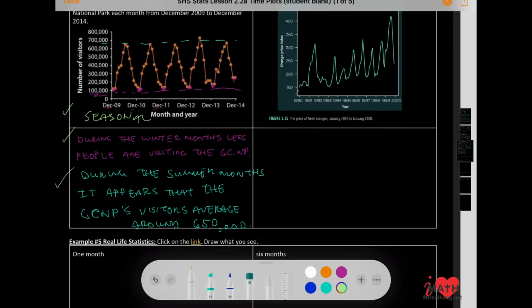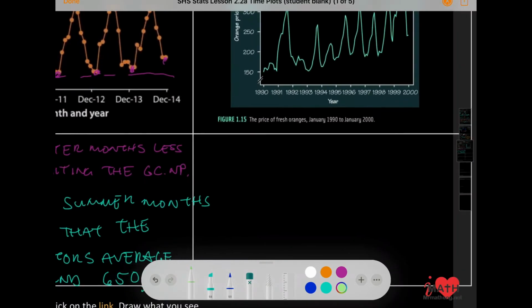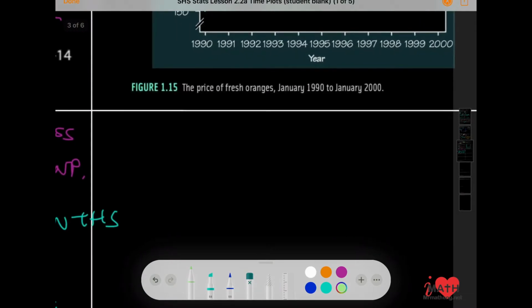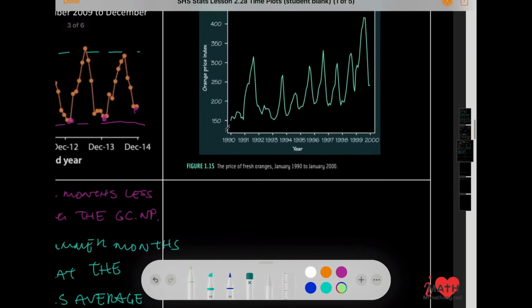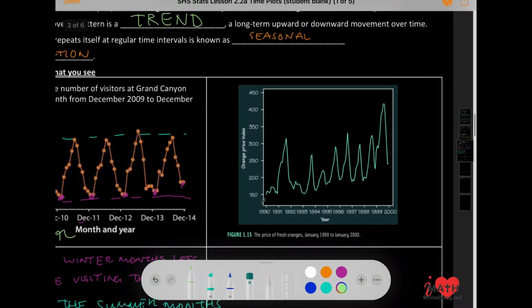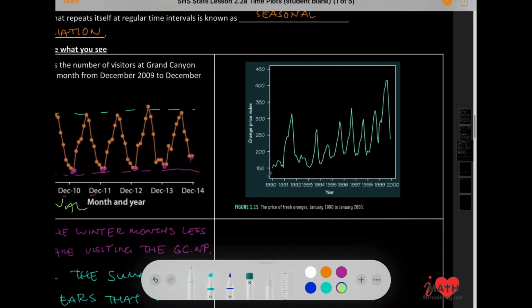But look at this example over here. It tells you at the very bottom, the footnote, the price of fresh oranges from January 1990 to January 2000. Okay, so what can we notice here? Some things we can notice is huge jumps here. And why is that? Those are some questions you might have, right?